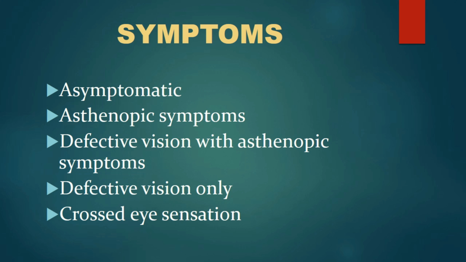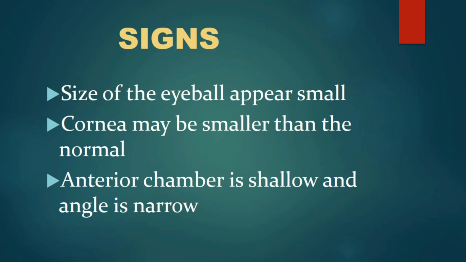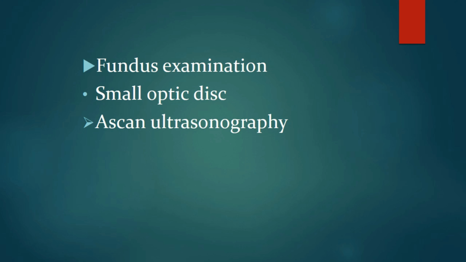What are the signs of hypermetropia? Size of the eyeball may be normal or may appear small as a whole, and cornea may be slightly smaller than the normal. Anterior chamber is comparatively shallow and the angle is narrow. On fundus examination, optic discs appear small, which may look more vascular with ill-defined margins and even simulate papillitis, though there is no swelling of the disc, so it is called pseudopapillitis.